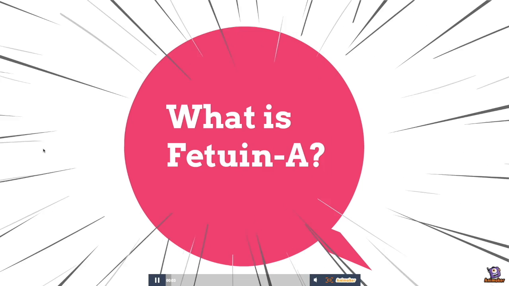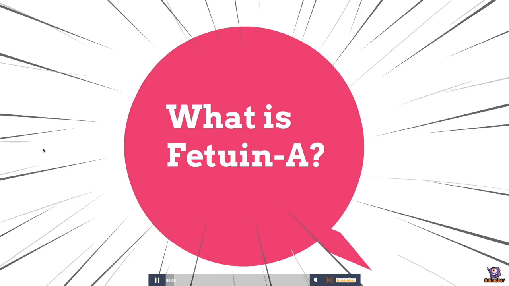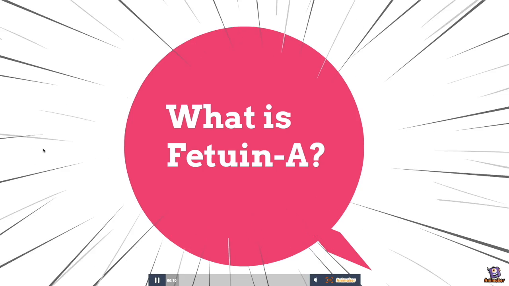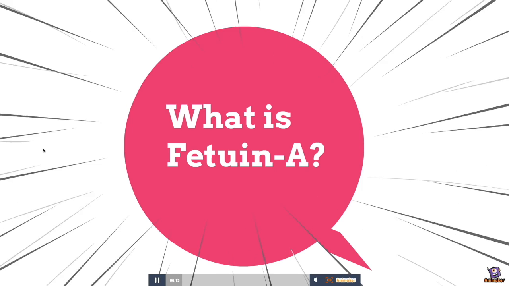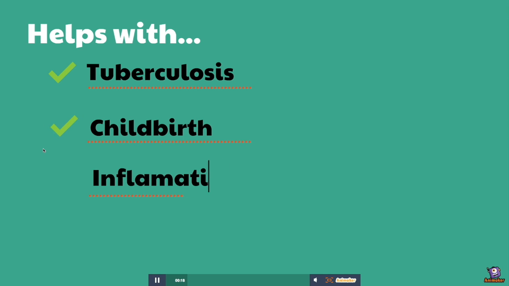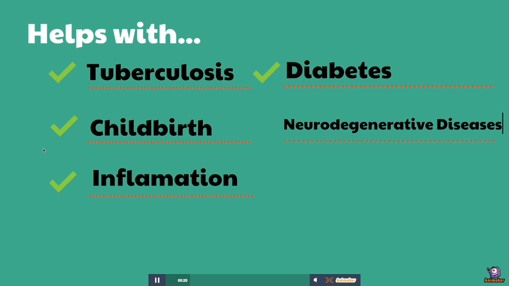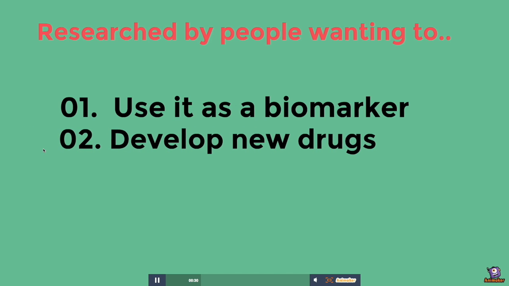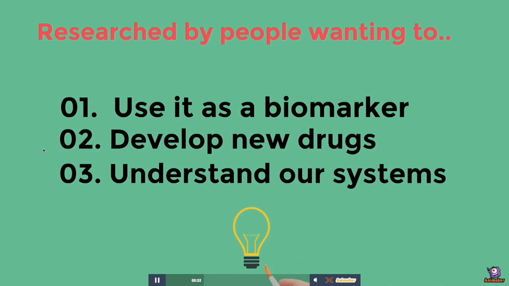What is Fetuin-A? Fetuin-A is a glycoprotein secreted by the liver that modulates insulin action in adipocytes and skeletal myocytes. It is a multi-purpose protein naturally found in the body. It contributes to research in tuberculosis, childbirth, chronic inflammation, diabetes, and neurodegenerative diseases. It is researched by people wanting to use it as a biomarker to develop new drugs and to understand our biological systems. Now, there are some new studies about Fetuin-A.